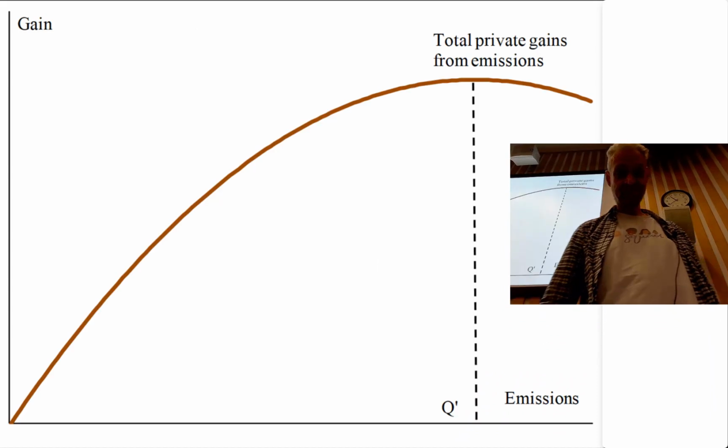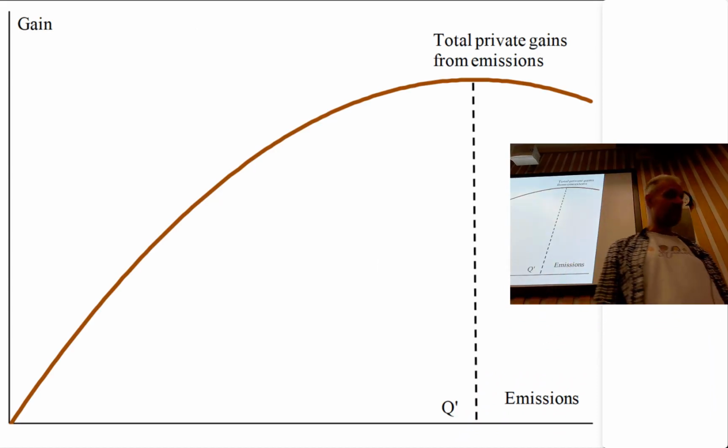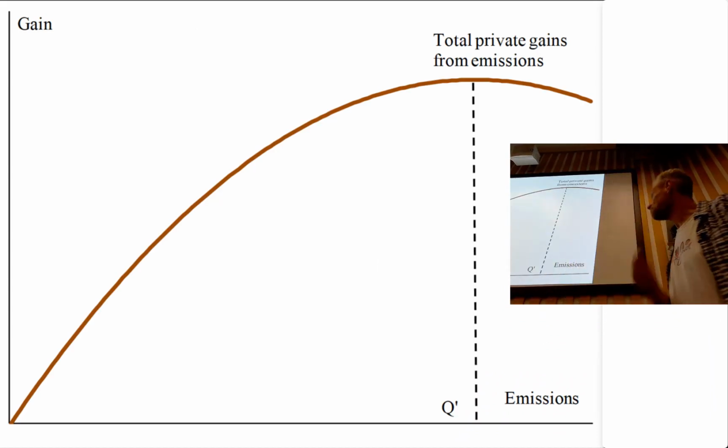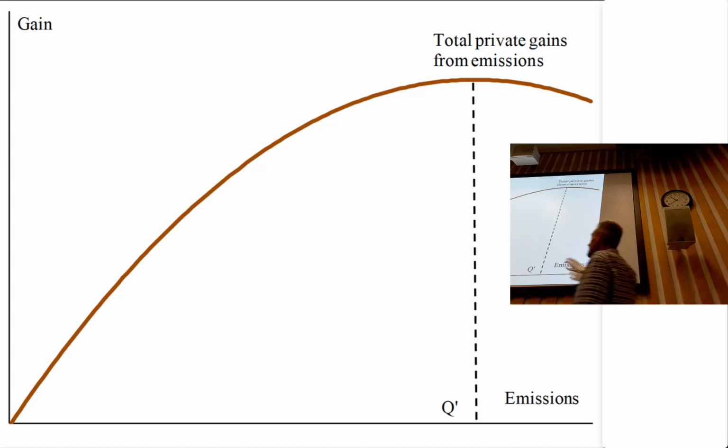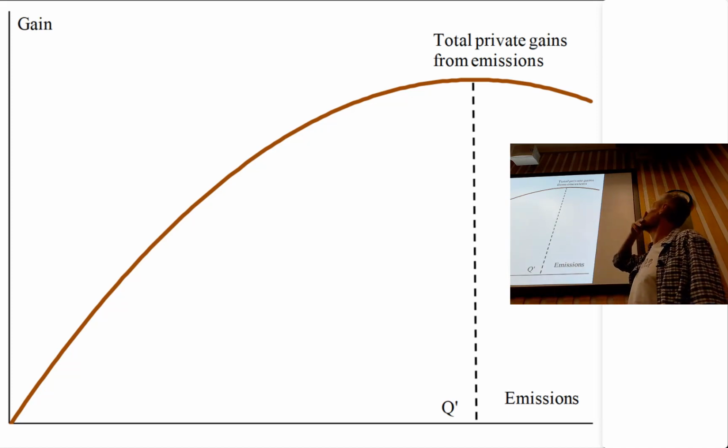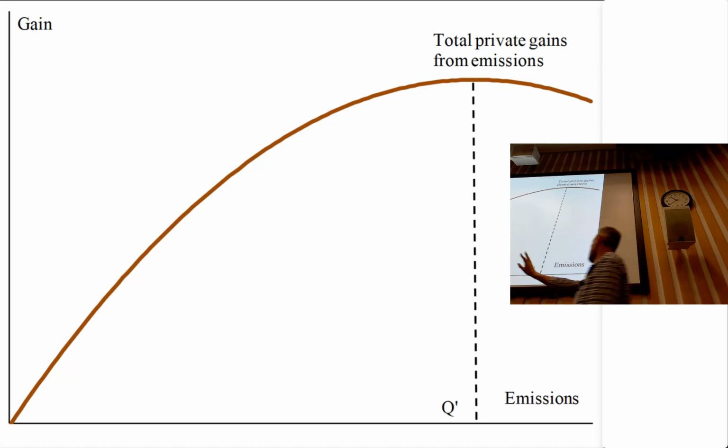Let's do it graphically as well. On the horizontal axis, we have our emissions. On the vertical axis, we have some measure of gain, and in the brown curve, you're looking at the total private gains from emissions, right? If we emit very little, there's very little gain. That increases and increases, and at some point it has to come down, right?